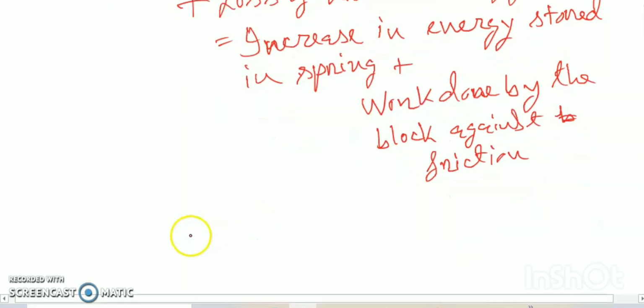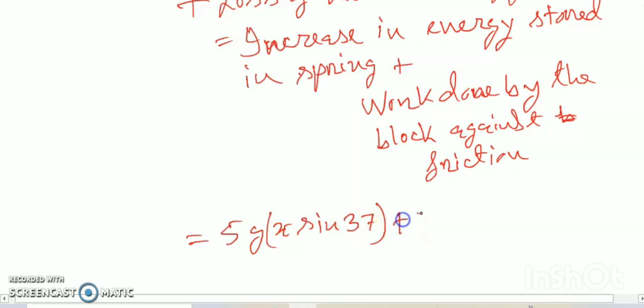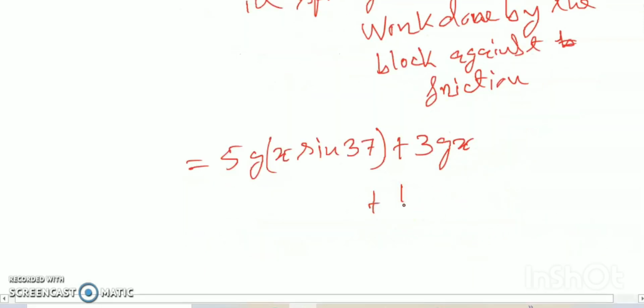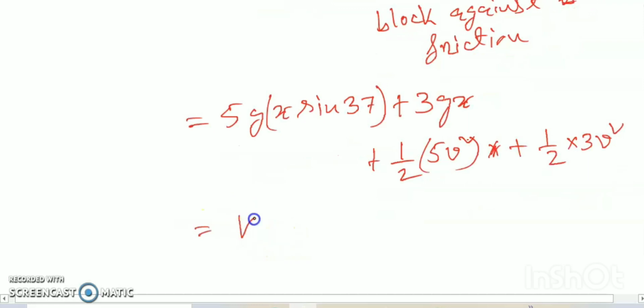So 5g into x sin 37 degree, this is the loss of the potential energy, plus 3gx, plus half into 5 v square, plus half into 3 v square, and this value is equal to half k (x0 plus x) whole square minus half k x0 square.